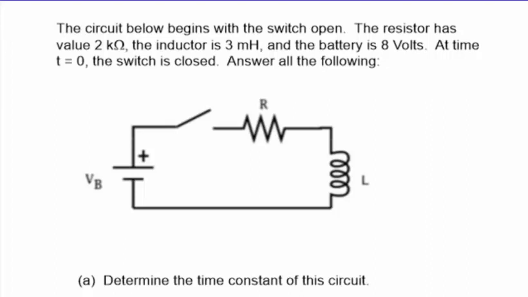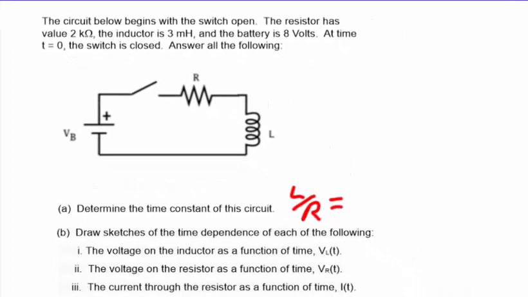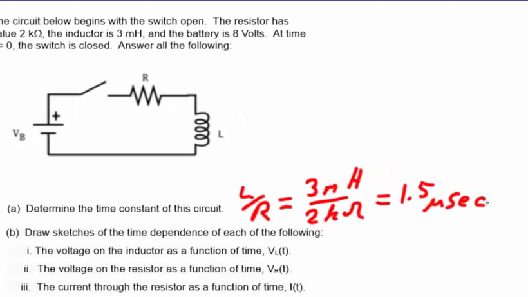of the saturating exponential or falling exponential curves. For an LR circuit, we recognize that the time constant is L divided by R, and in this case that will be 3 millihenries divided by 2 kiloohms. 3 over 2 is 1.5, and milli divided by kilo is micro, and so the time constant of our circuit is 1.5 microseconds.